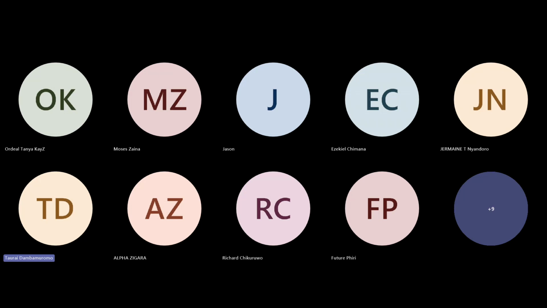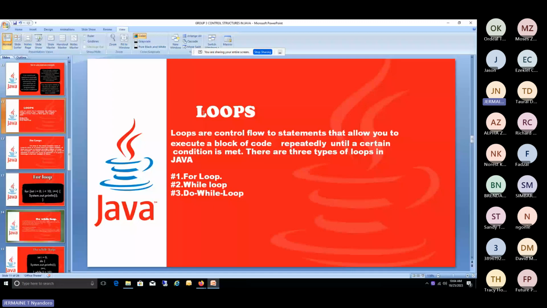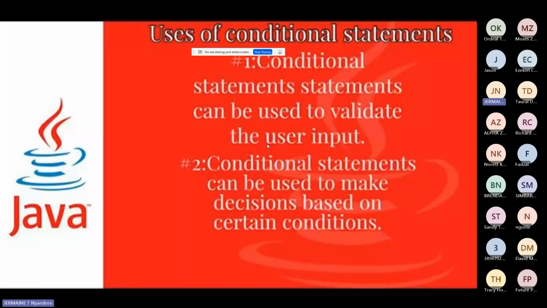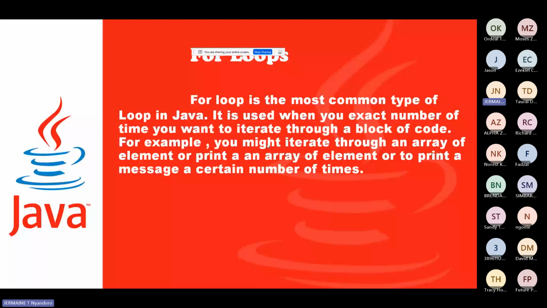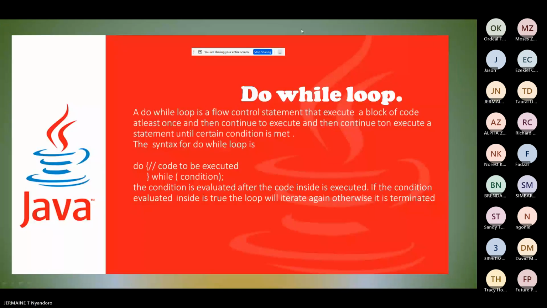Jermaine, can you? We want to assist. We want to demonstrate the for loop, so maybe you can try to use your machine. Let's make it quick, we are moving very slow. Can you see my screen? Yes. Okay, I'm back on loops, the for loop. We just want the demonstration. Okay, sure. Let me demonstrate it.